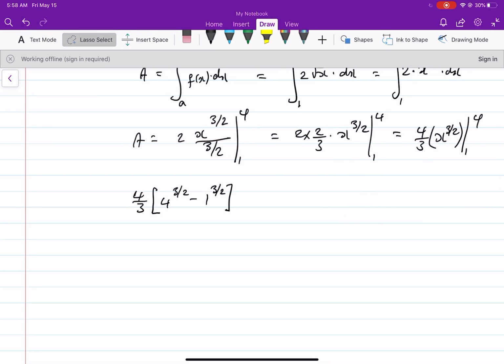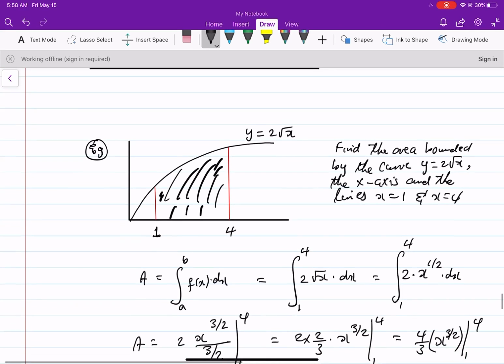Okay, this becomes 4/3 times, now what's 4 to the 3 halves? Well, that's root 4, which would be 2, and 2 cubed is 8. And 1 to the 3 halves is just 1. 8 minus 1 is 7. 7 times 4 is 28. So the answer is 28/3, whatever units, squared. And that's the exact value for that area that's bounded there.